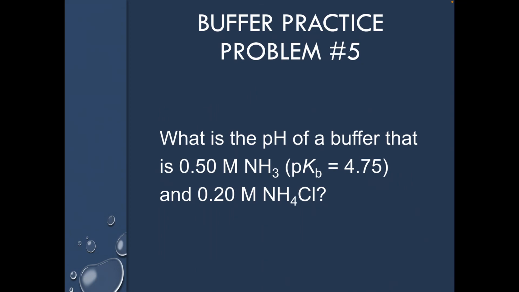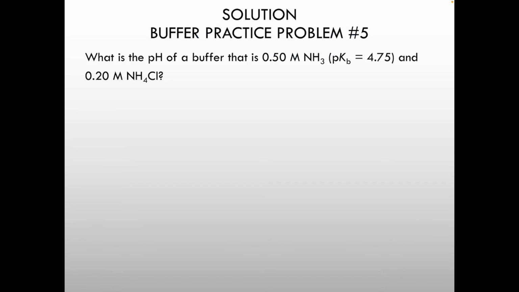All right, let's try another practice problem. What is the pH of a buffer that is 0.50 molar ammonia with a pKb of 4.75 and 0.20 molar ammonium chloride? Okay, so we have a weak base and its conjugate acid, so this is a buffer. But this is a basic buffer, so I'm going to show you how the Henderson-Hasselbalch works just the same with this basic buffer as it did with our acidic buffer.